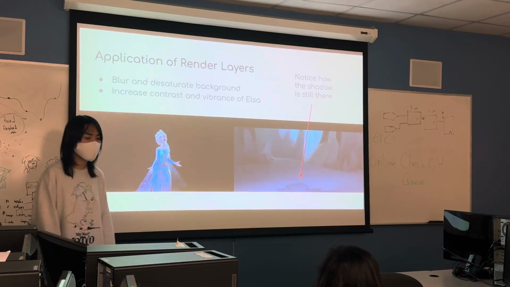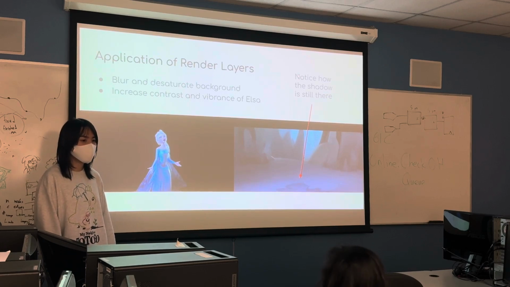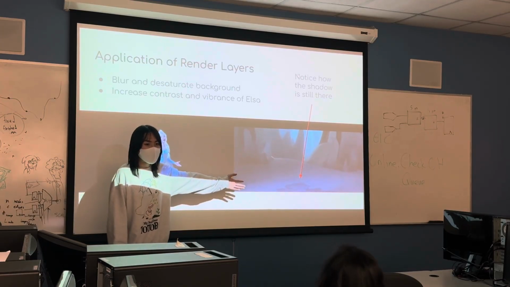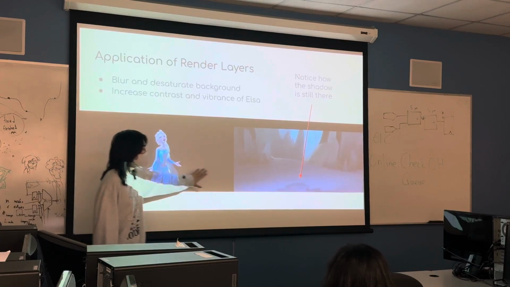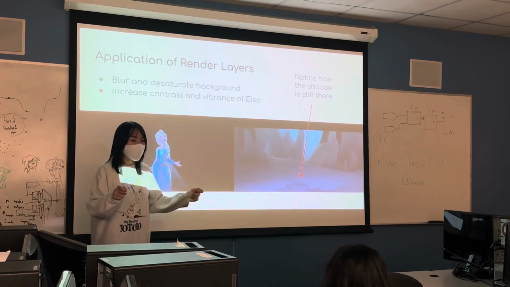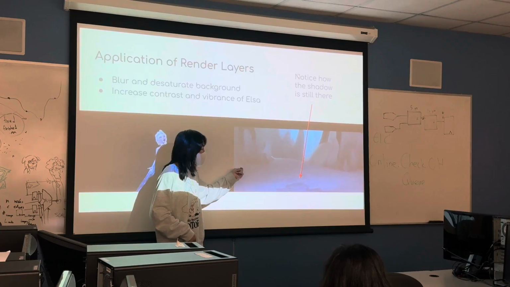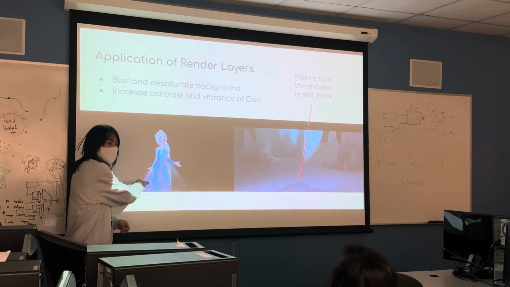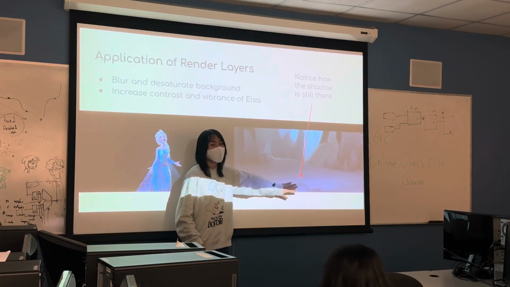Yes? With render layers, how do you keep the shadow? Yeah, so the shadow is just captured by default. If I select Elsa and put her in one layer, and I select everything else and put that in a different layer, it'll create two files. One file will be just Elsa, and the other file will be just the background, including Elsa's shadow, because Elsa's shadow is not a property of Elsa. It's a property of her effect on the background. The shadow is a part of the background.